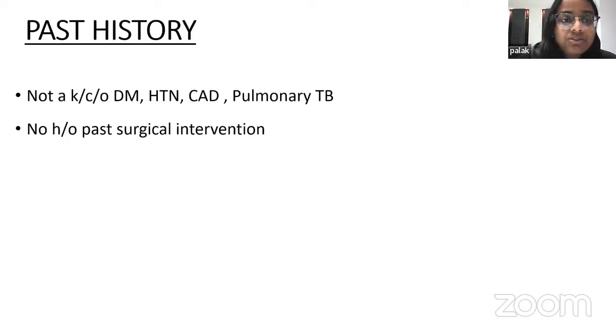Past history: the patient is not a known case of diabetes, hypertension, CAD, or pulmonary TB. There is no history of any past surgical intervention.